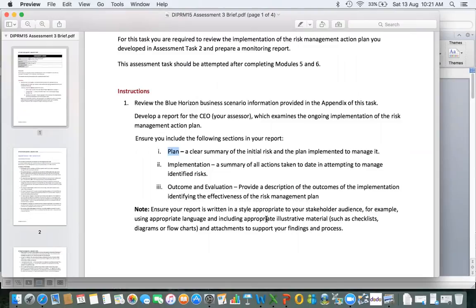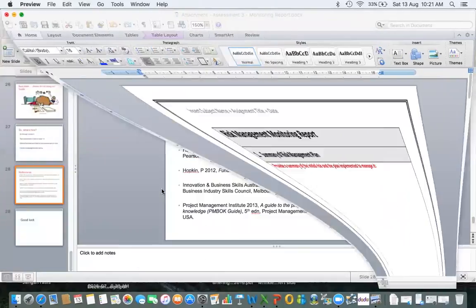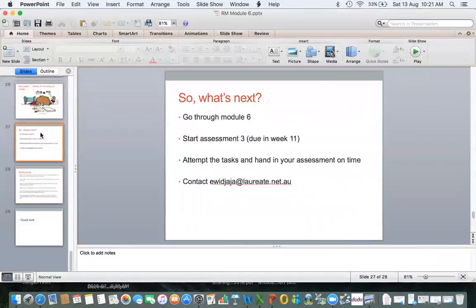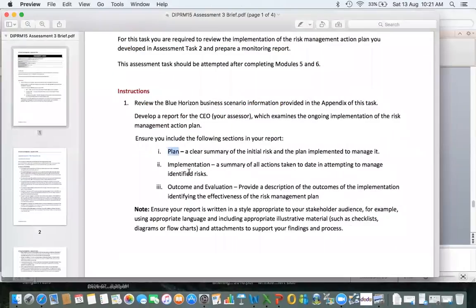Now, the best way to show your plan is to go back to your risk register table, the one that we discussed here, because that reflects your plan. And show the implementation of your plan. How do we get that information? How do we populate the information?